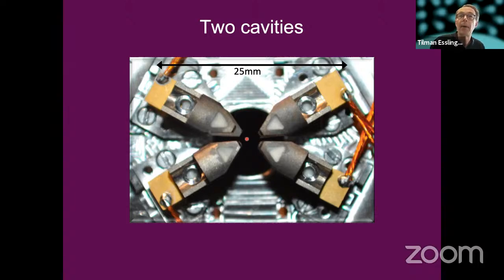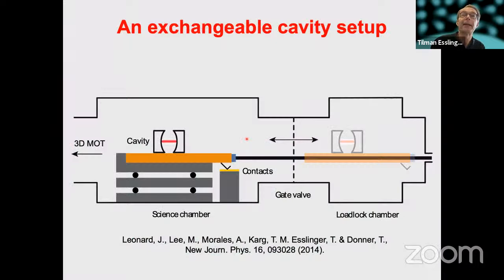How can you make these two cavities? They are both on piezos. That is a picture of the two cavities. And we built a new setup a few years ago, where you can transport the cavity setup into a high vacuum chamber. It has a gate valve, so you have a load lock chamber. There you can bake out your system, and then you can transport it.